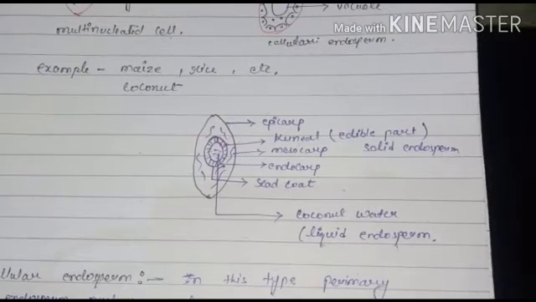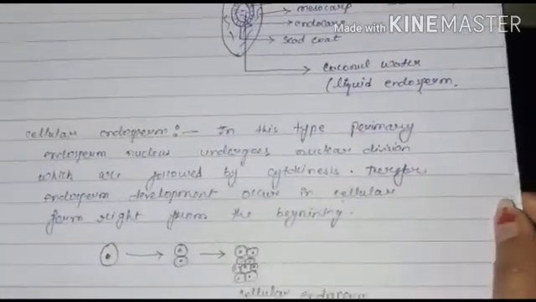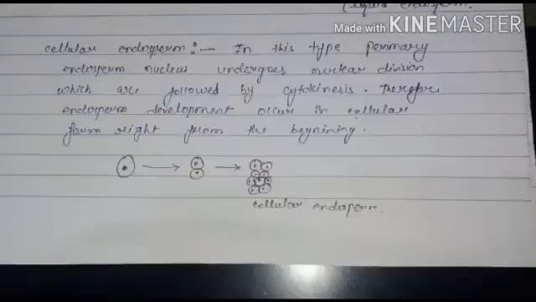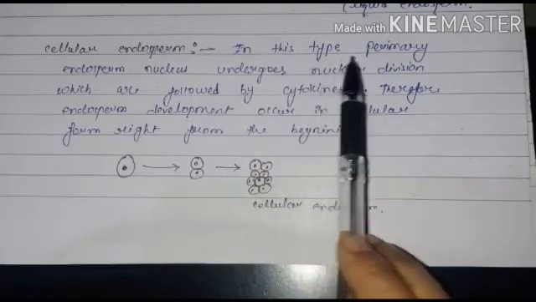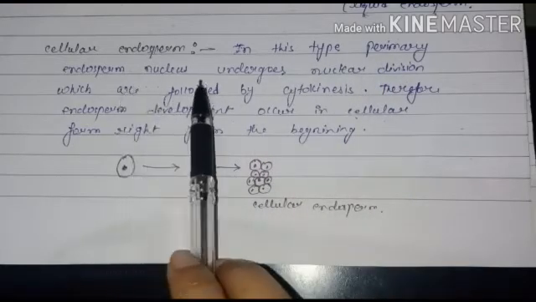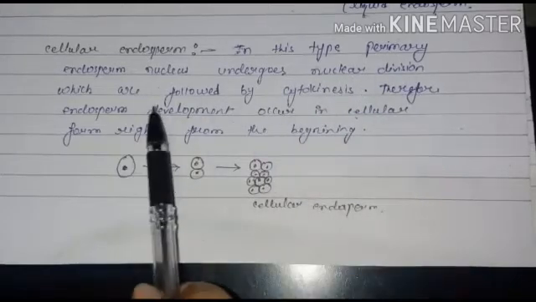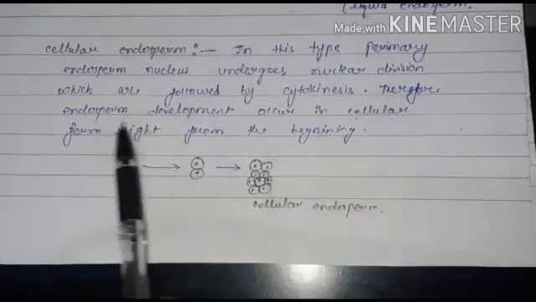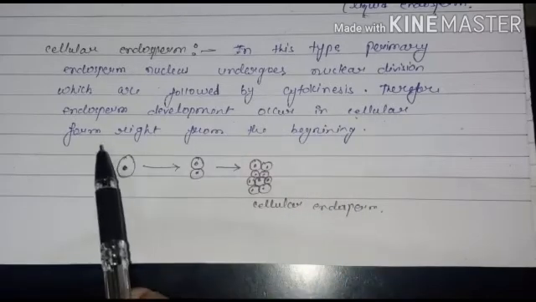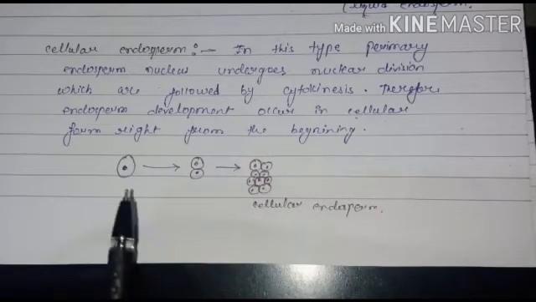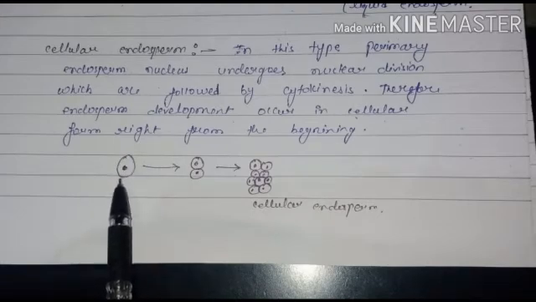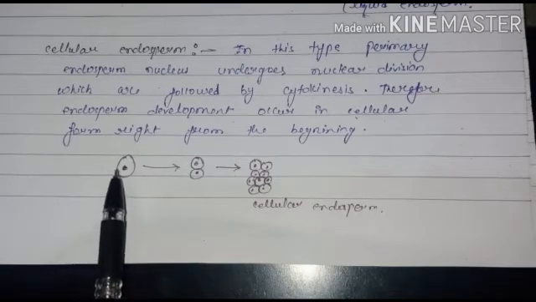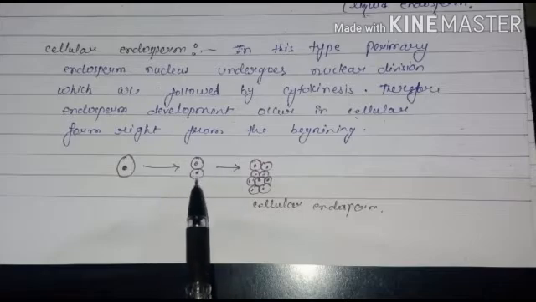Okay, now the next one is cellular endosperm. In this type, the primary endosperm nucleus undergoes nuclear division, which is followed by cytokinesis. Therefore, endosperm development occurs in cellular form right from the beginning. So, first of all, what happened? We know that in nuclear endosperm, the nucleus first goes through division, and in cellular endosperm, when the nuclear division occurs, at that time cellular division also occurs.